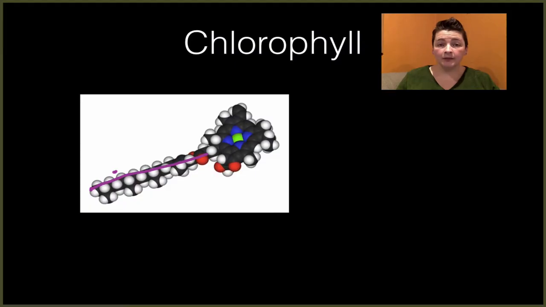We have 2 types of chlorophyll. We have chlorophyll A and chlorophyll B. Chlorophyll A and chlorophyll B utilize different wavelengths of light in order to make a broader range of wavelength of light that they pick up.